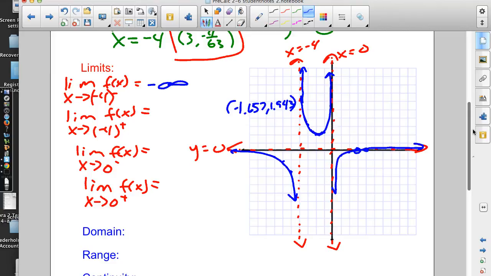Where's it going? Going to infinity. Approaching 0 from the left: infinity. Approaching 0 from the right: negative infinity. A lot going on with this one.